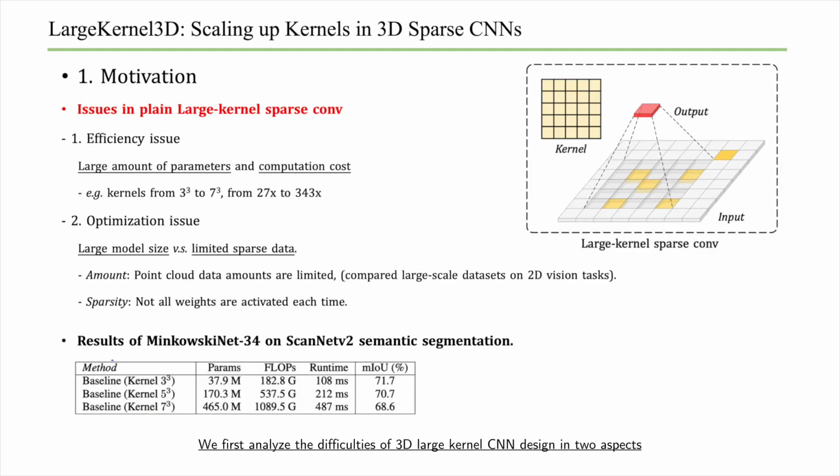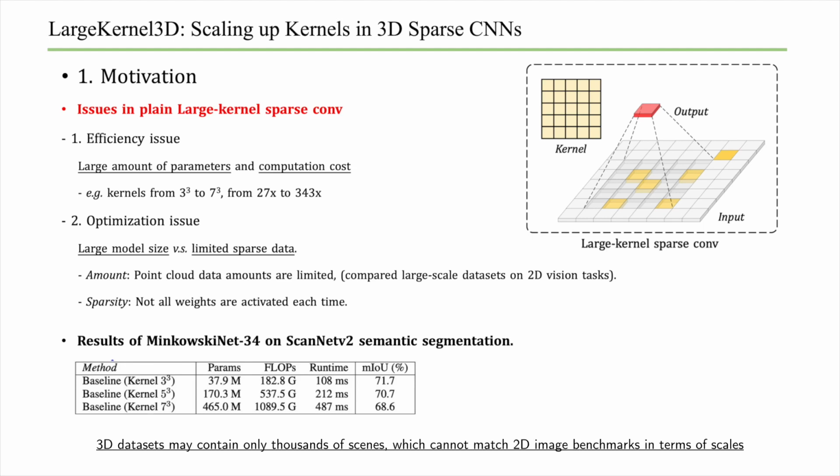We first analyze the difficulties of 3D large kernel CNN design in two aspects. The first challenge is efficiency. It is easy to understand that 3D convolution is with the cubic kernel size and computation increases fast. For example, the model size increases 10 plus times when kernels change from 3 times 3 times 3 to 7 times 7 times 7.